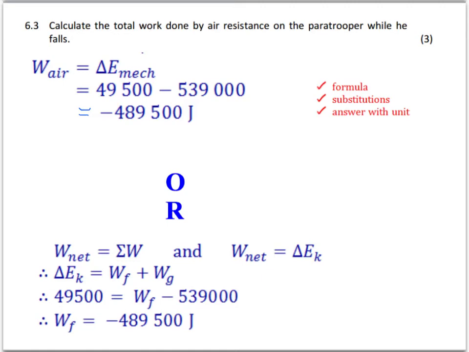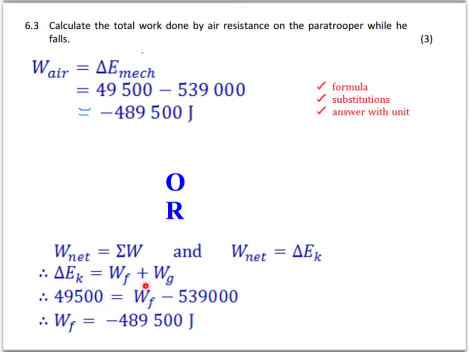An alternative route to answering this particular problem is to use the work energy theorem, where your net work is equal to your change in kinetic energy, and your net work is also equal to the sum of forces acting on your object. Therefore, your change in kinetic energy must be equal to the work due to friction plus the work due to gravity. Now, the change in kinetic energy we've calculated. Initially, you had 0 joules of kinetic energy because your paratrooper started without any kinetic energy, and the final value of kinetic energy was 49,500 joules.